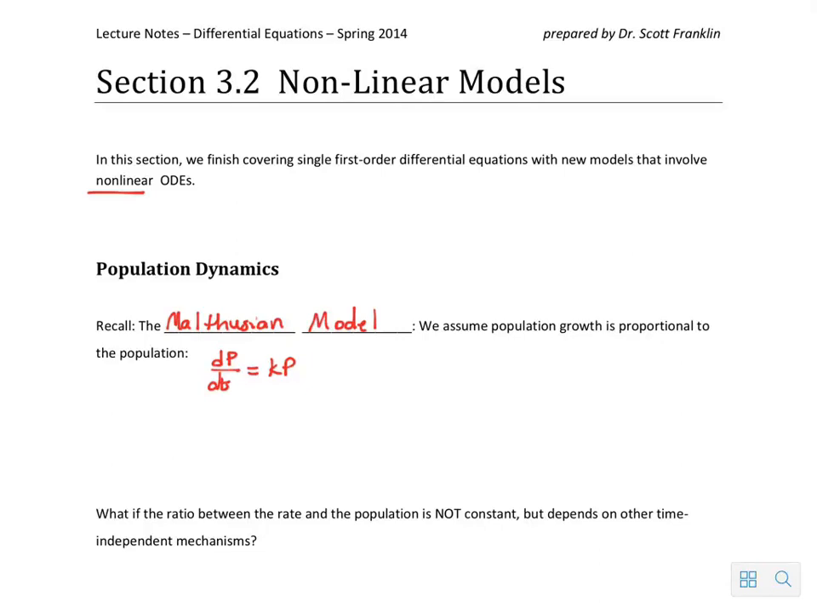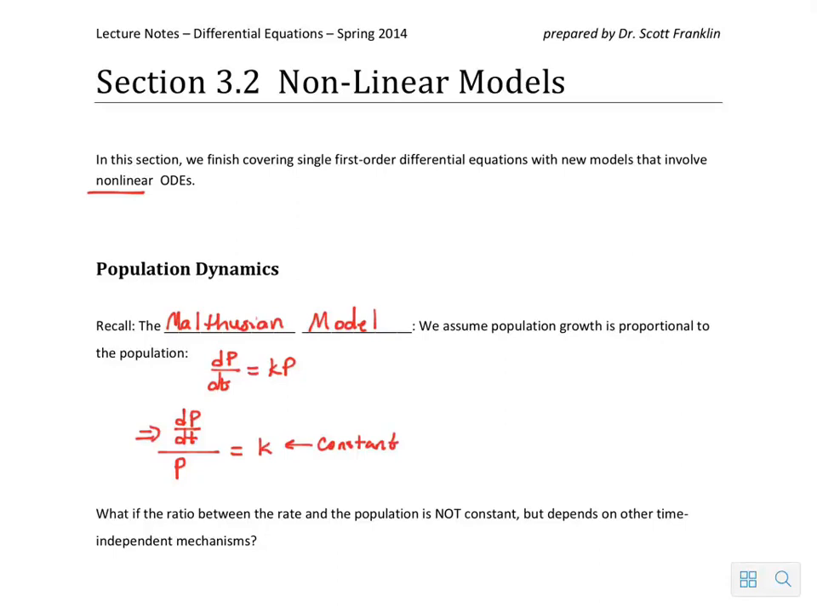Another way of looking at this is that if you look at the ratio between dp dt and the population, they stay in constant proportion to each other. All I'm doing is dividing the p to the other side, but that's what proportionality basically means, that if you take the ratio of the two quantities, it stays constant. You double one, the other has to double. If you triple one, the other one has to triple. It stays in constant proportion to each other.